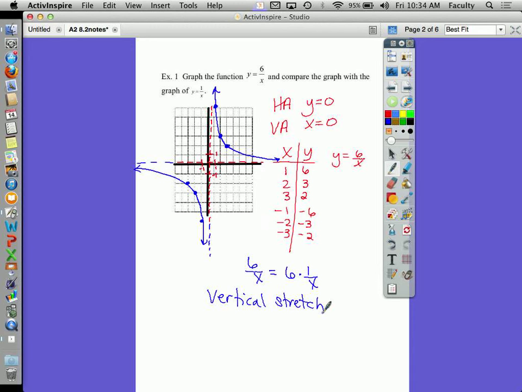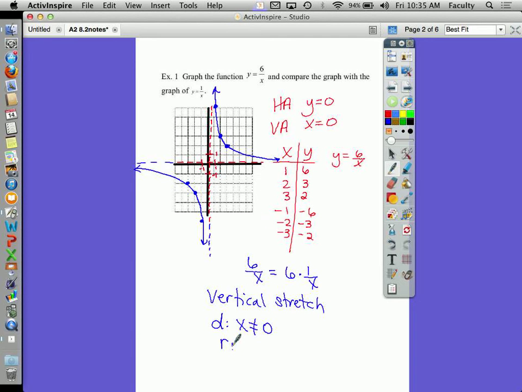We didn't talk about this on the last one, but let's go ahead and talk about it now. Let's talk domain and range. The domain, do you notice x can't be 0 because you would divide by 0. So the domain is all real numbers except 0.